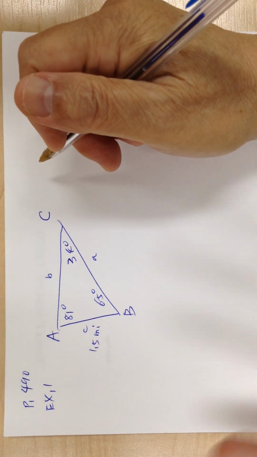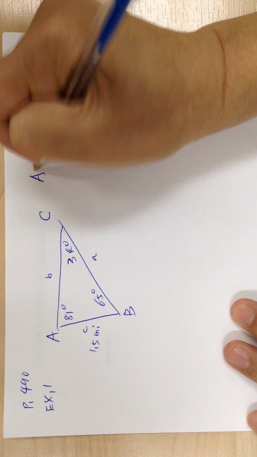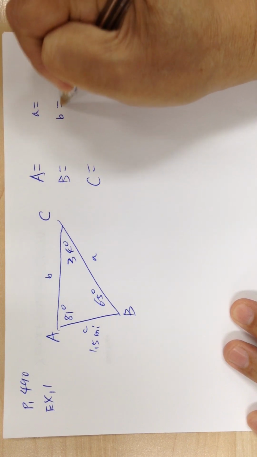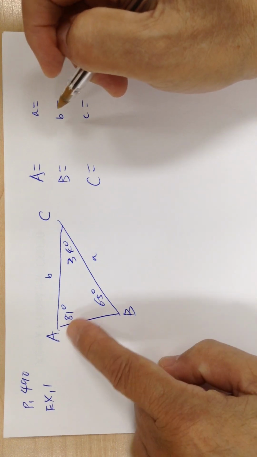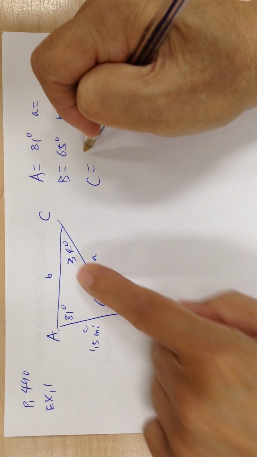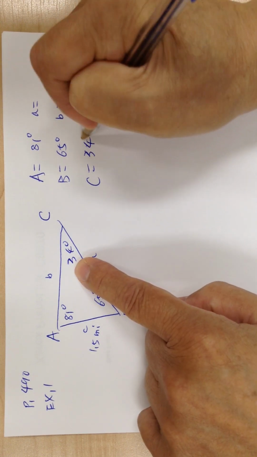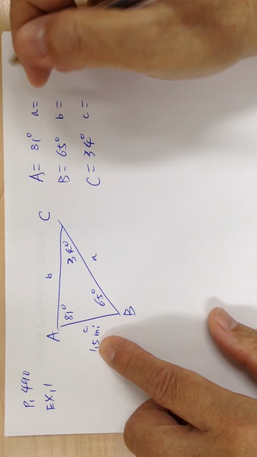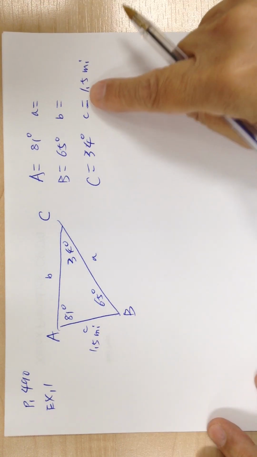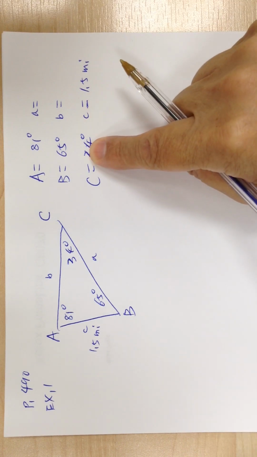So again, this will help you to keep things organized. Okay, so you got A, B, C, and you got A, B, C. So angle A is 81 degrees, angle B is 65 degrees, and angle C is 34 degrees. Okay, and little c is 1.5 miles. So notice you got two of the same letter, so that way you're going to use law of sine.